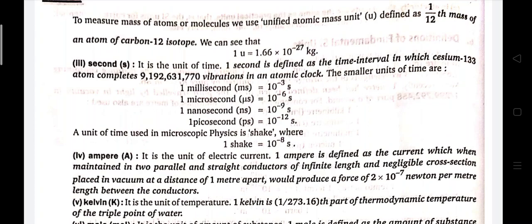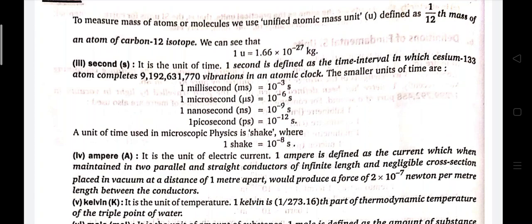Another unit, for electric current, is ampere. Ampere is the SI unit for current. You had studied the formula of current in 10th class: I is equal to Q upon T, coulomb per second. But it's not defined by this formula. Rather, it is defined on magnetism.